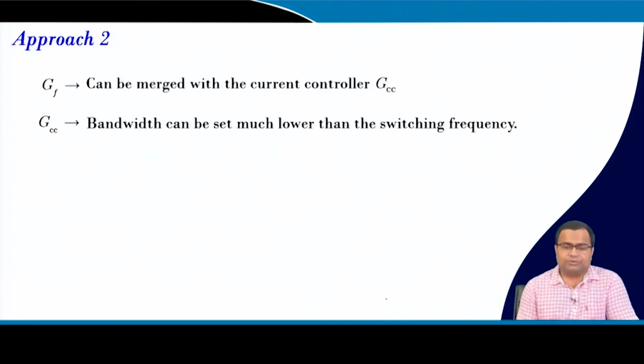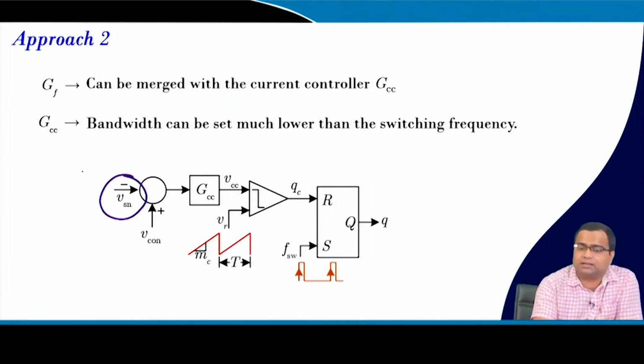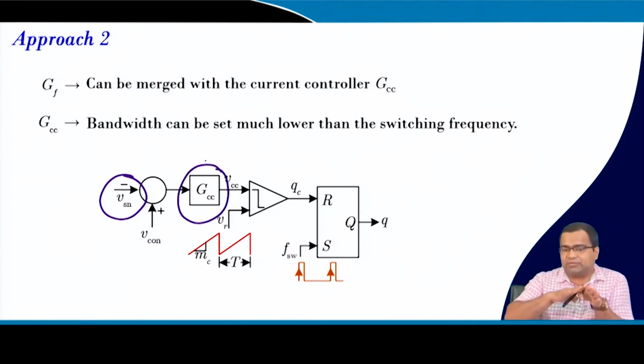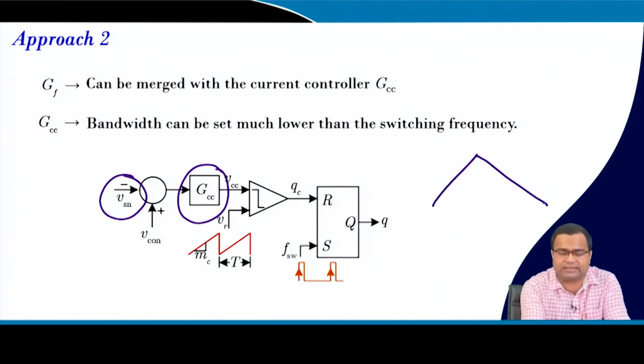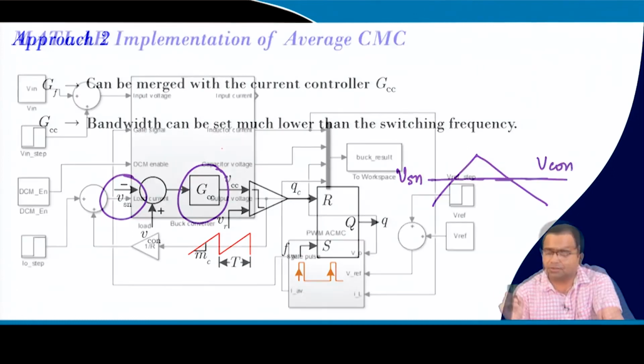Another approach, we can sense the current directly, with no low pass filter here, but our current controller should be slow enough so that it will integrate the whole inductor current over a cycle. Because if you integrate the ripple, the sense current is subtracted from the reference current, that is V con, right.